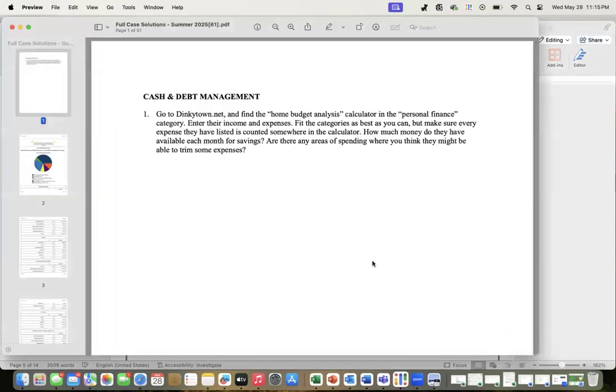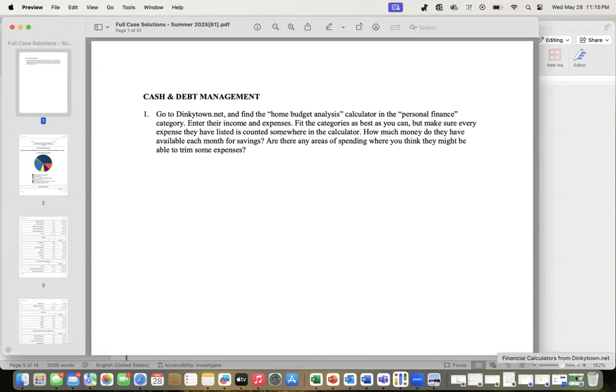So you'll see here that in your solution, I've basically taken those assignments and chopped them up on a per question basis. So here's question number 1 for the first assignment. Go to dinkytown.net and follow these instructions. And I was pretty detailed in the instructions, right? So go to the home budget analysis calculator in the personal finance category and enter the income and expenses that I showed you in the case study document.